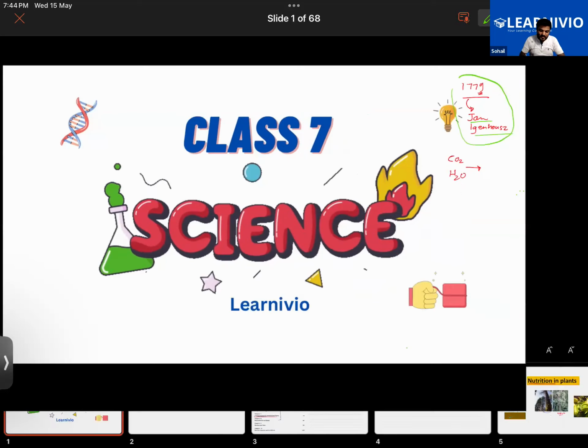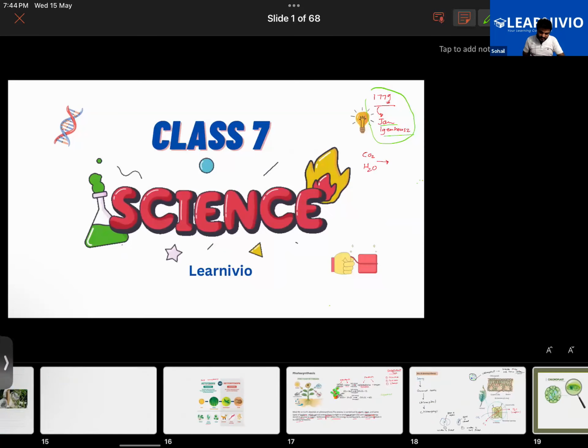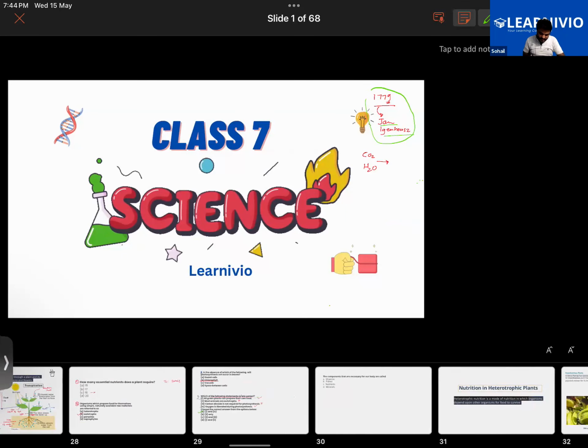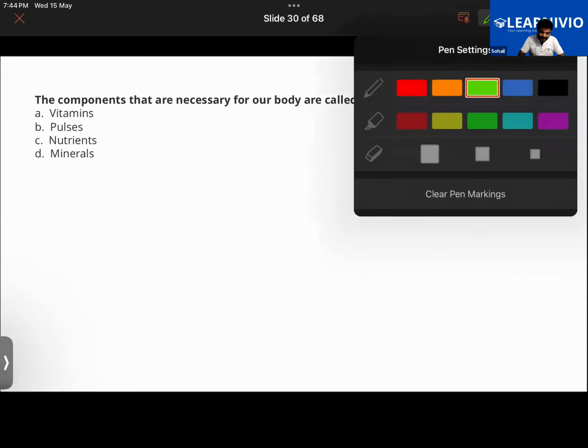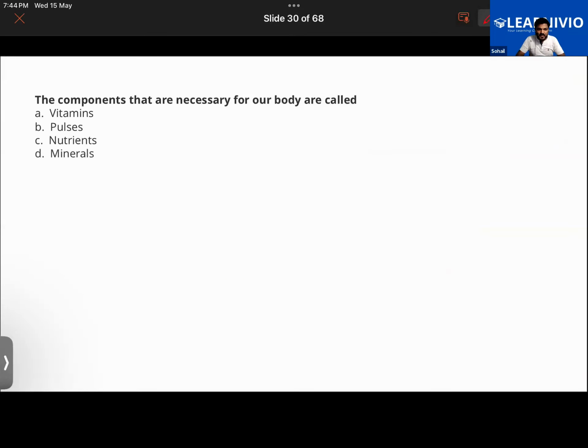Anyways, today we are going to talk about the heterotrophic plants. Hope you guys haven't forgotten the things we have discussed so far. Can anyone tell me the answer? Everyone can answer this, just in the class, tell me. Nutrients. What do others think about this answer? Is it correct or false? It's correct. Yes, nutrients are required. Good.